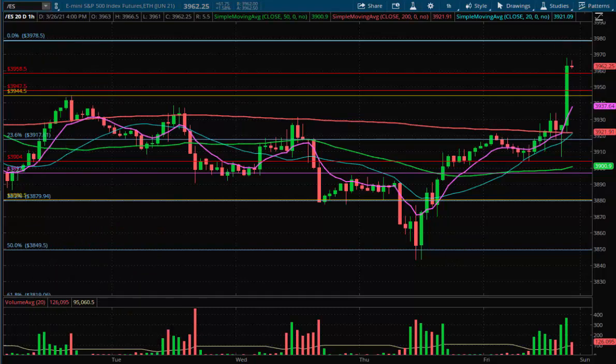So the S&P, we are expecting higher this week. Ideally, we pull back and get some good risk to reward, 39.20, 39.44, before that happens. Okay.